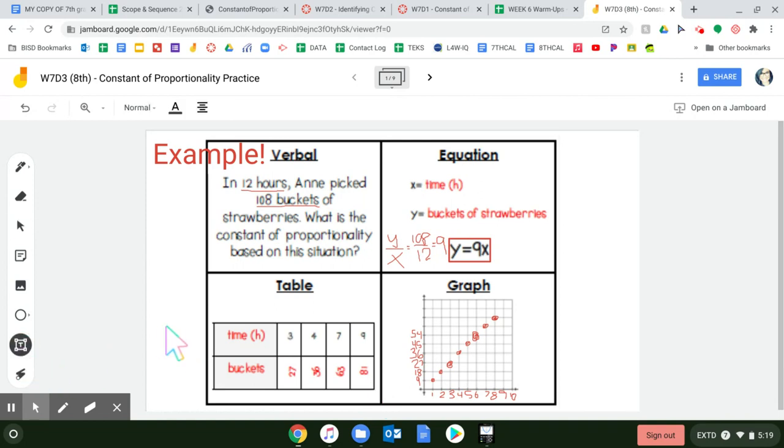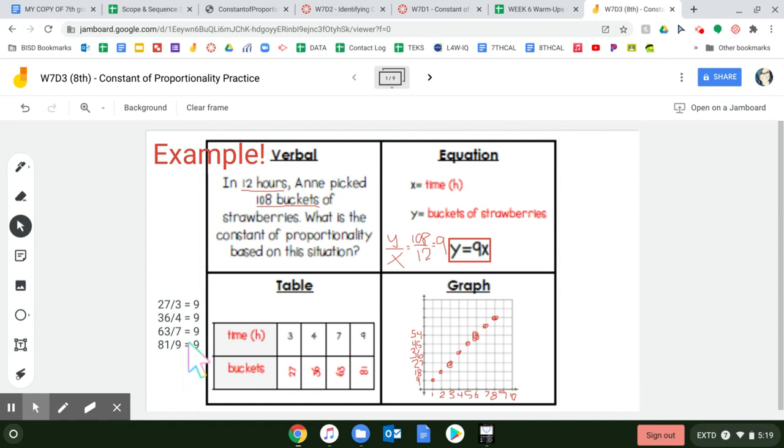Right here, if we did y divided by x, 27 divided by 3, I would get 9. I could do 36 divided by 4, I would get 9. 63 divided by 7 equals 9. And 81 divided by 9 also equals 9. They didn't necessarily go in order here. They kind of picked random numbers, 3, 4, 7, 9.